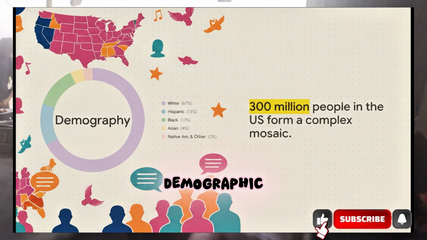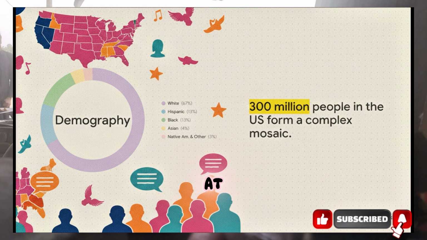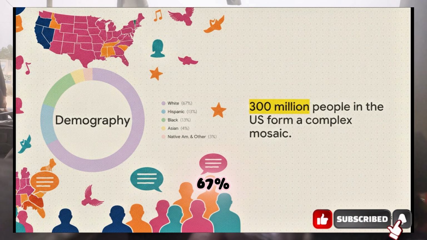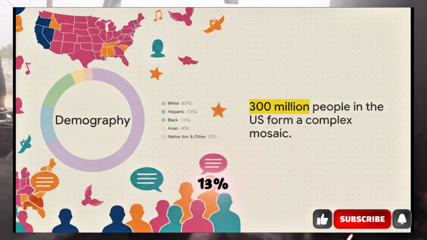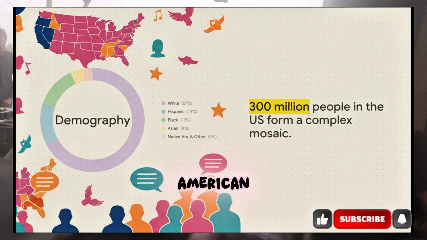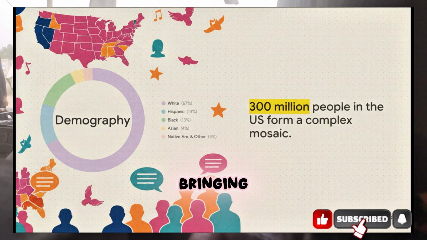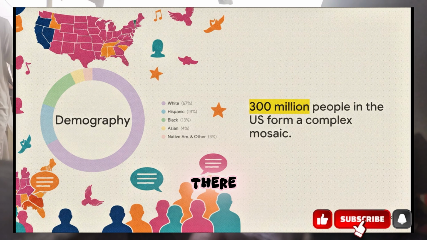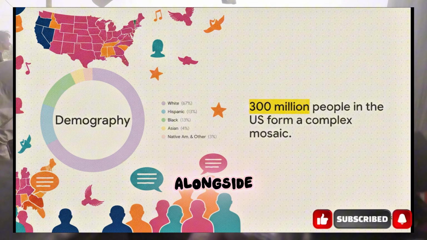It's a complex demographic mosaic. Right now, looking at the 50 states, you've got a nation that is incredibly diverse. We're talking 67% white, 13% Hispanic, 13% Black, 4% Asian, and 1% Native American. This is literally a country built by people bringing entirely different languages and ideas to the table. I mean, millions of people there speak Spanish as their very first language alongside English.